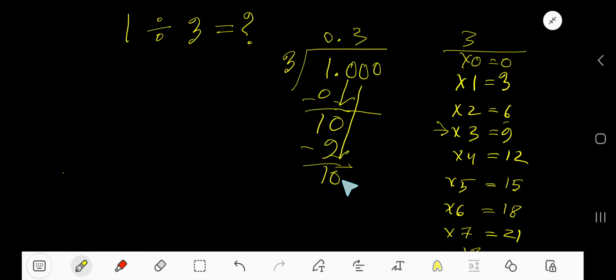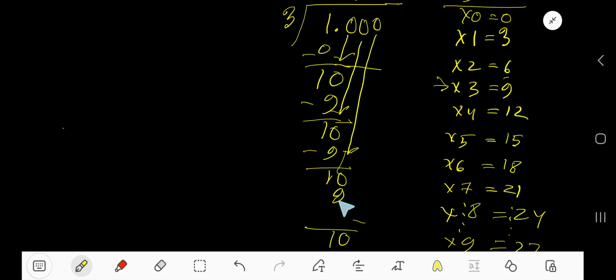Now 3 goes into 10 again 3 times. 3 times 3, 9. Subtract, get 1, bring down this digit. 3 goes into 10 how many times? 3 times. 3 times 3, 9. Okay, so if you subtract, you are getting 1.